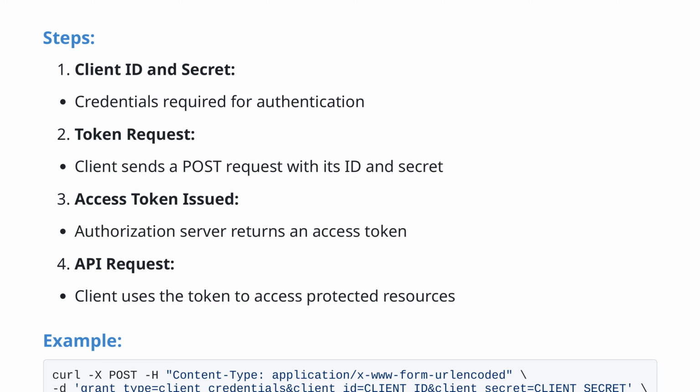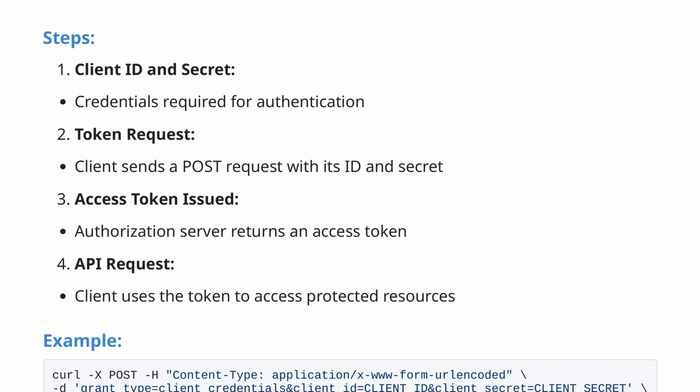Next, the client sends a POST request to the authorization server. This request includes the client's ID and secret, along with the grant type, which in this case is client credentials. Step 3. Access token issued. The authorization server verifies the credentials. If they are valid, it responds with an access token.